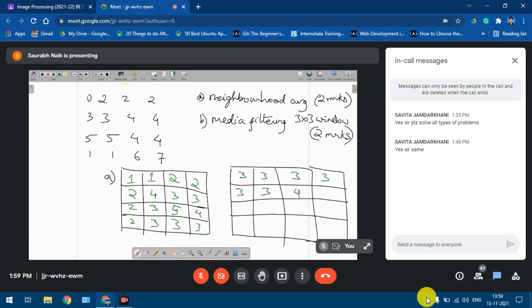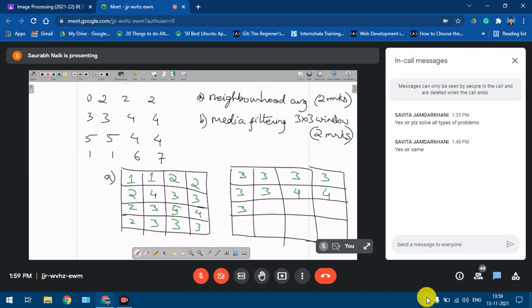Then again, at 1, 3, you will have the sorted list as 2, 2, 4, 4, 4, 4. The median will be the average of 4 and 4, which will be 4. At 2 comma 0, you have the pixels sorted list as 1, 1, 3, 3, 5, 5. So here you have your median as the average between 3 and 3. So your output is 3.